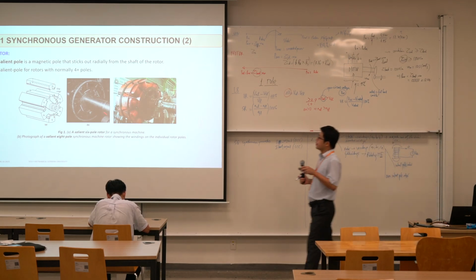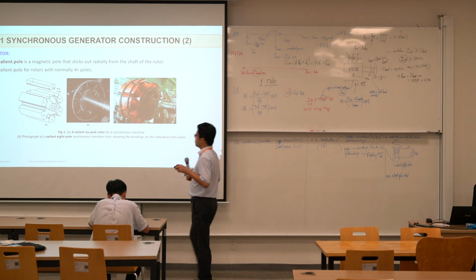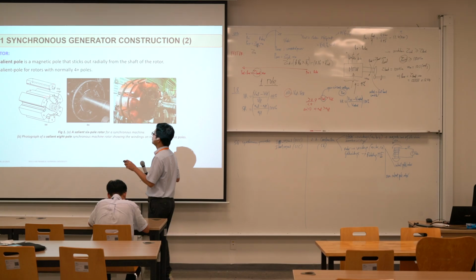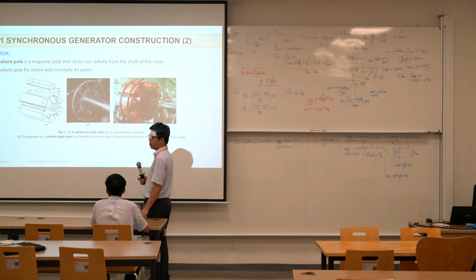Here, these are salient pole rotors. How many poles? 1, 2, 3, 4, 5, 6. We have 6 poles.